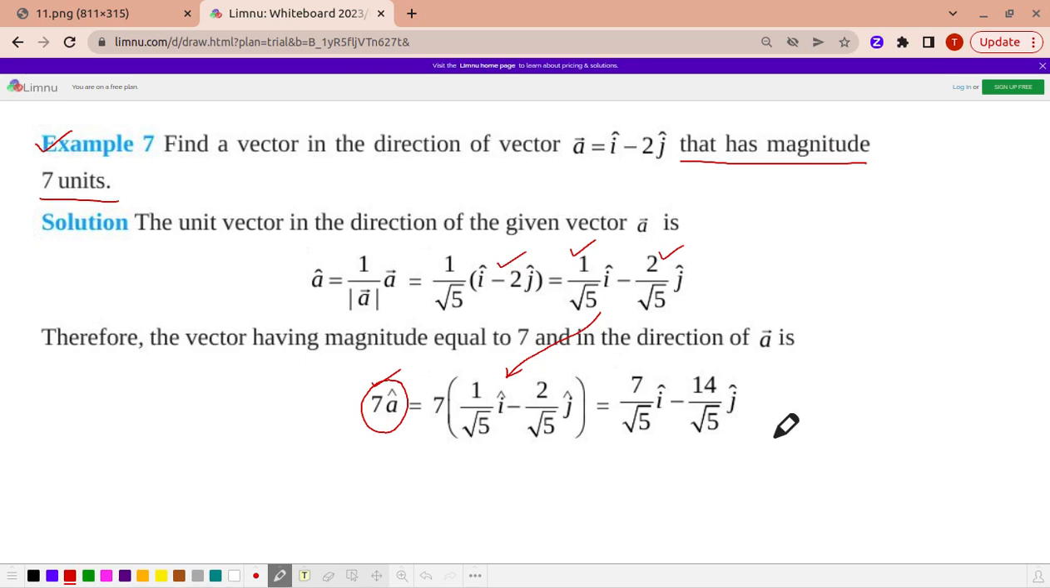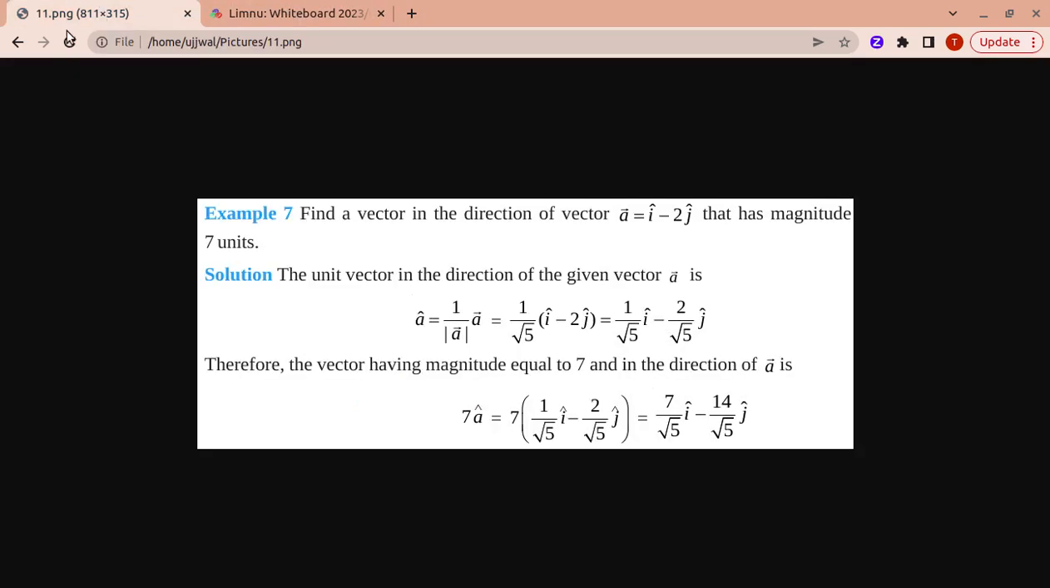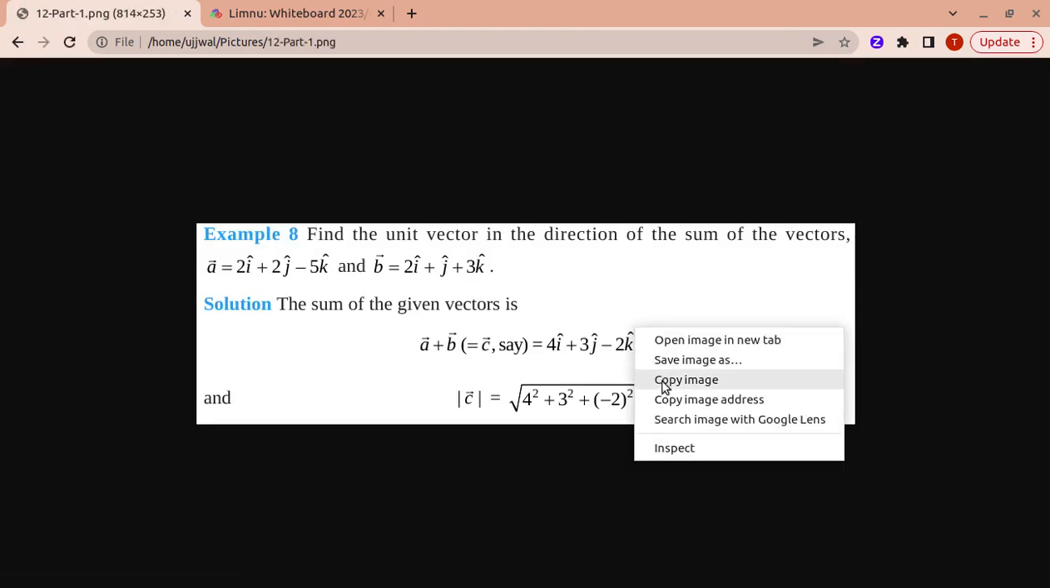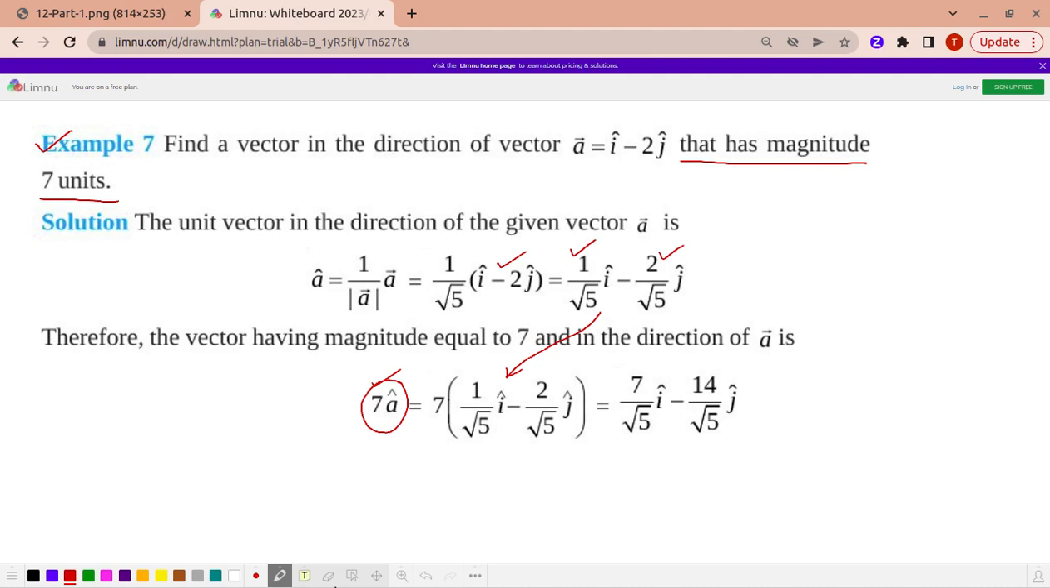I hope you got a very clear idea. So this question and the previous question, that is finding the unit vector in the direction of a vector, and the second one which is seen in front of the screen now, that is to find the vector in the direction of a given vector but with a specific magnitude. In this case the magnitude is 7 units. These are the steps to be followed to solve this kind of question. I hope you got a very clear idea, dear students. So now let's move to the next question.